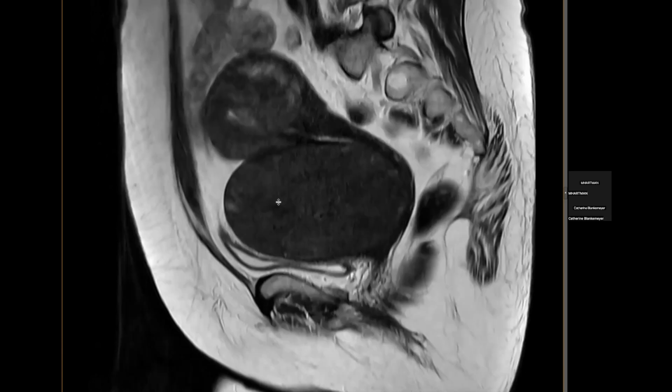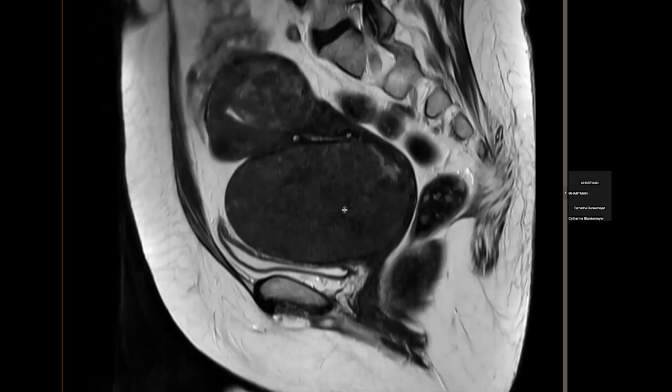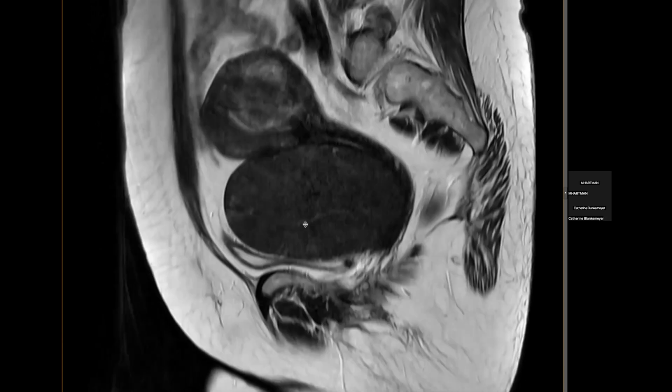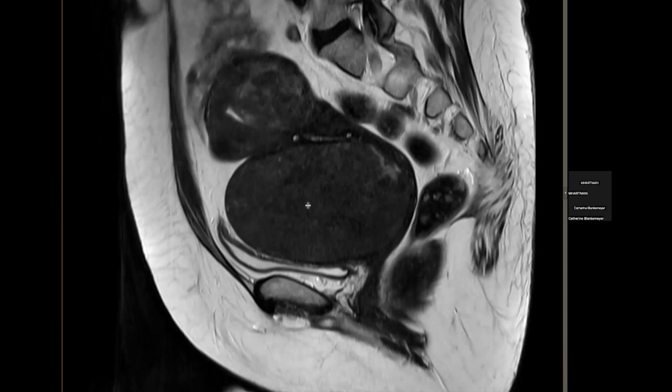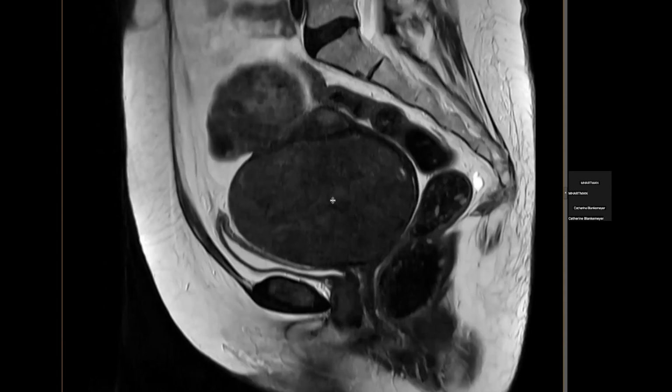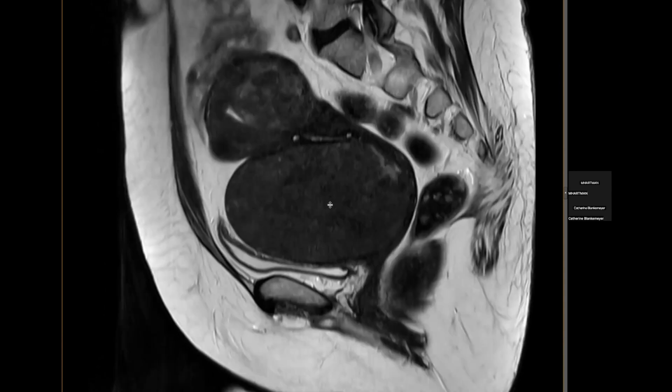And this lesion, which we're going to try to figure out, is this coming from the uterus or is this ovarian? But we can say it is T2 hypointense. So this is going to be solid. So remember, things that are cystic are T2 hyperintense or bright. This is the opposite. This is going to be a solid mass, and we'll see this on T1 as well.